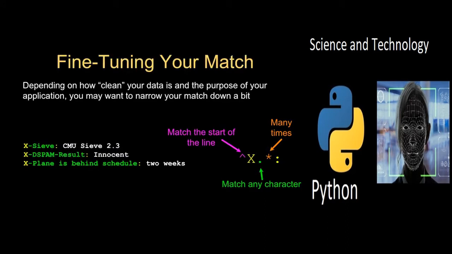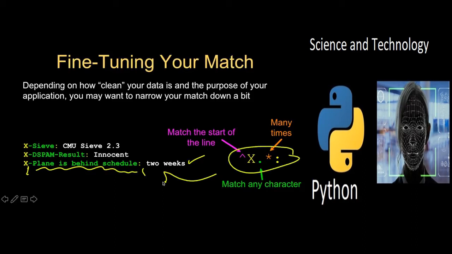Okay? Now, sometimes you want to be a little more clear on your match. So let's take a look at these lines that match that particular thing that we just did. So we have these two, X-CIV colon, X-DSPAM-Result, like these are from mail messages. And then one of the mail messages has a line in it that says X-Plain is behind schedule. And this matches. Is that what you really wanted? Because this is an X, this is some number of characters, and that's a colon, it matches.